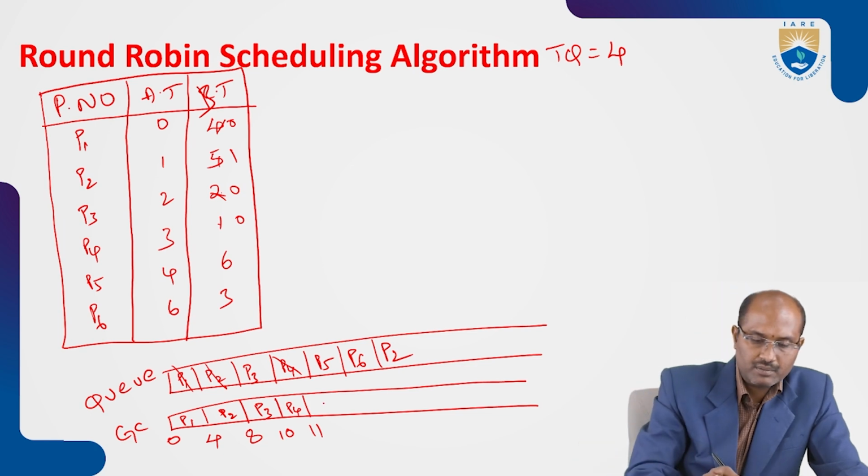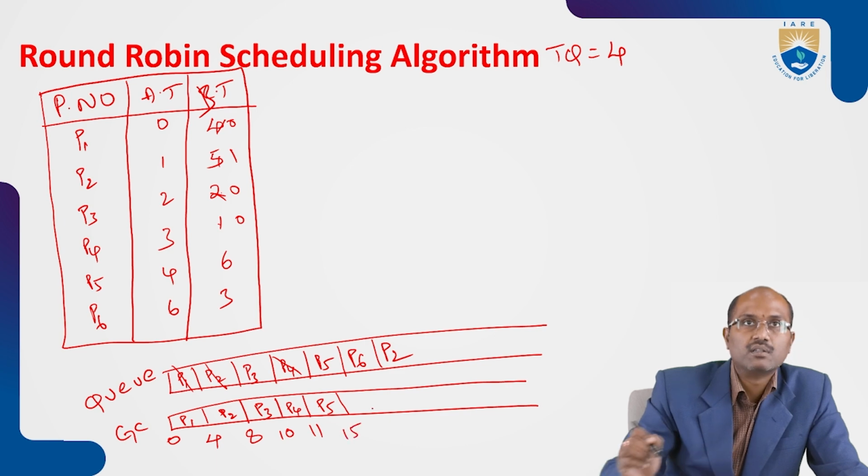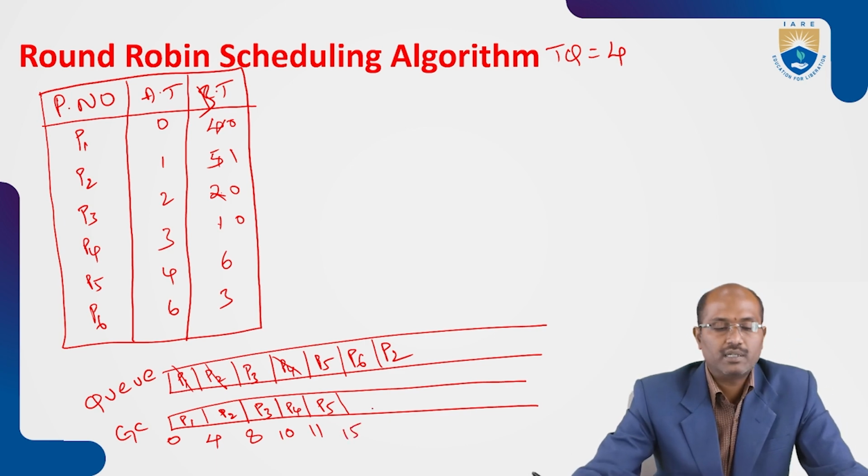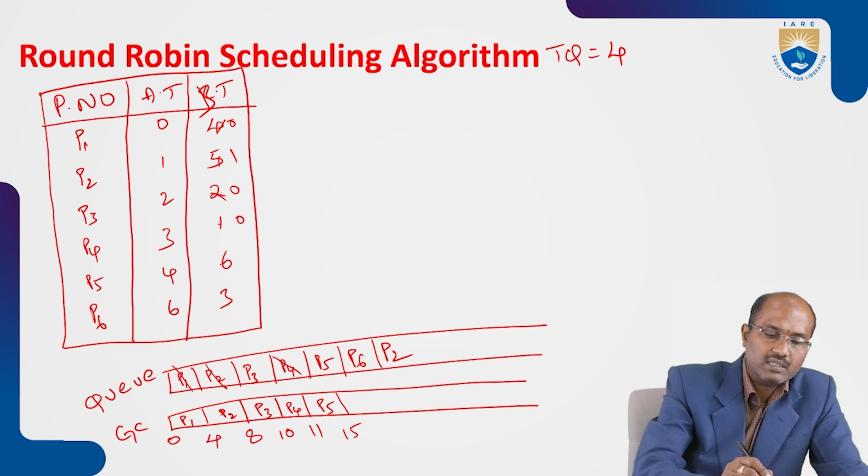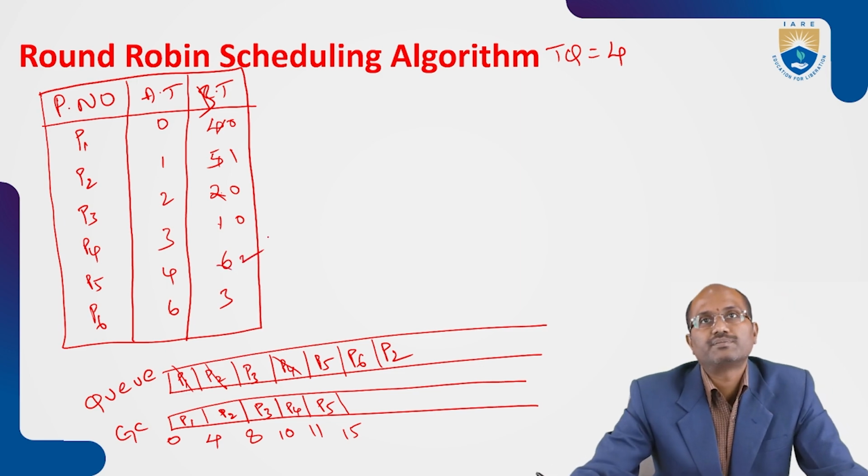Next P5 enters the CPU and executes 4 units of time because its burst time is 6, so it becomes 15 units of time. 4 is completed here, and 2 units of time are left.